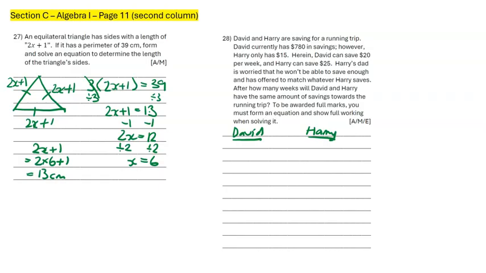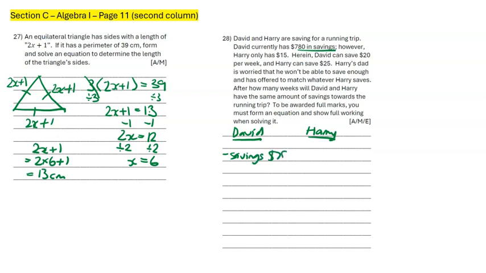And I do this list when I'm trying to do these big messy problems. I just write a list of all the information I know, and then once I've got that list, I can basically ignore all this and just focus on the core information, the core numbers that I've got. So David currently has savings of $780. So let's write that on David's list.